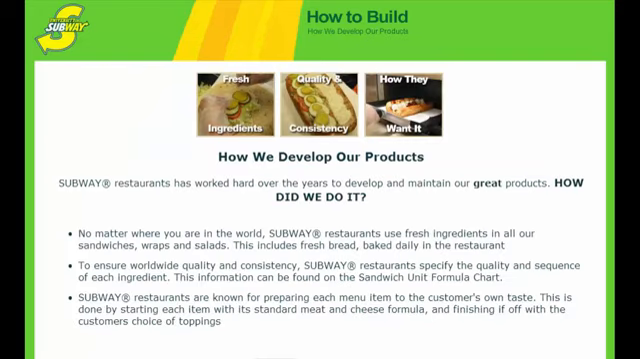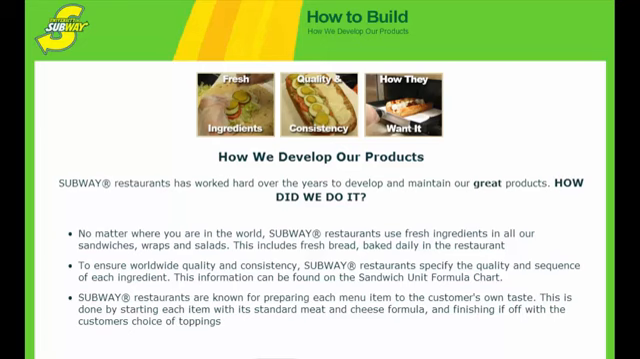Subway Restaurants has worked hard over the years to develop and maintain its great products. How did we do it? No matter where you are in the world, Subway restaurants use fresh ingredients in all sandwiches, wraps, and salads. This includes fresh bread, baked daily in the restaurant. To ensure worldwide quality and consistency, Subway restaurants specify the quantity and sequence of each ingredient. This information can be found on the sandwich unit formula chart.